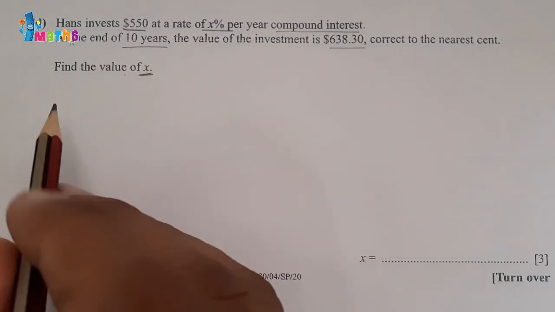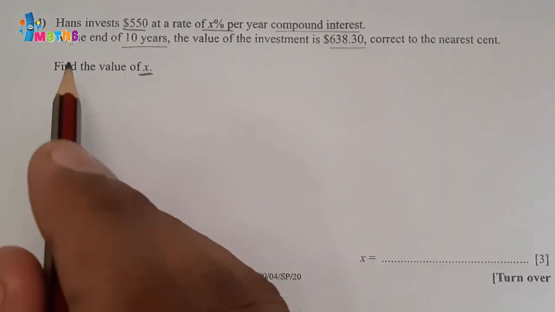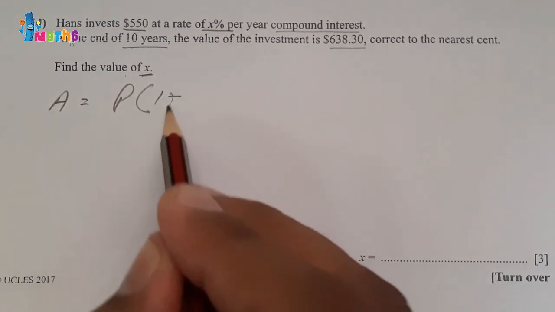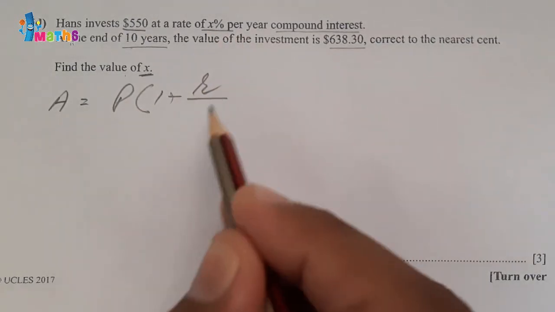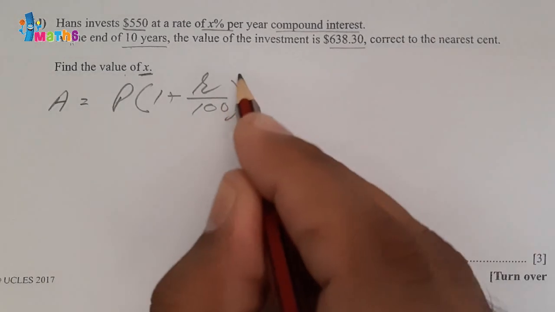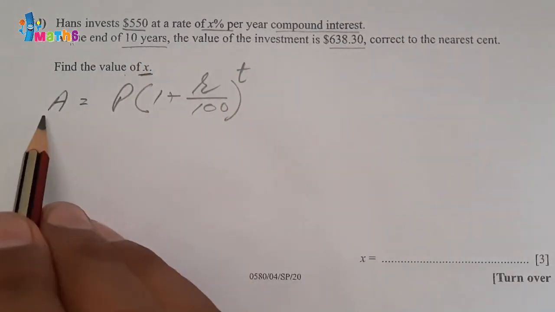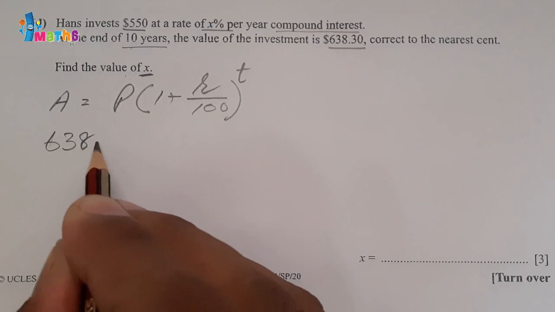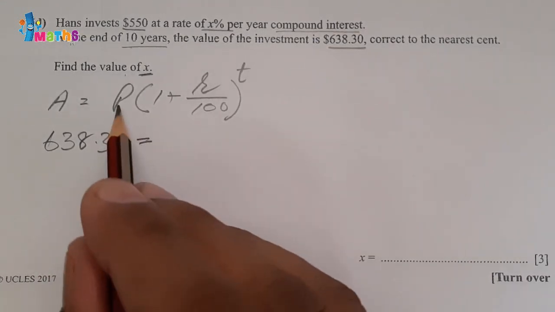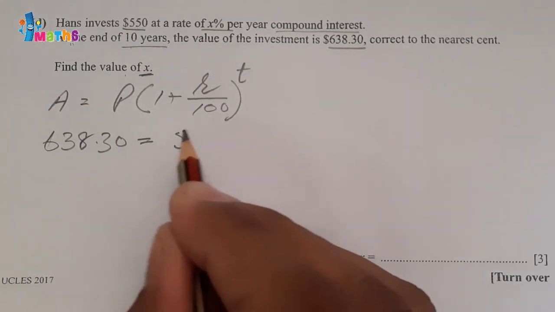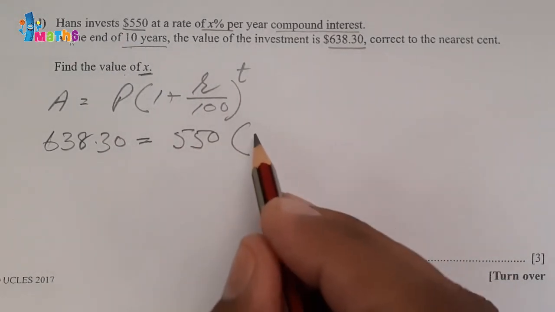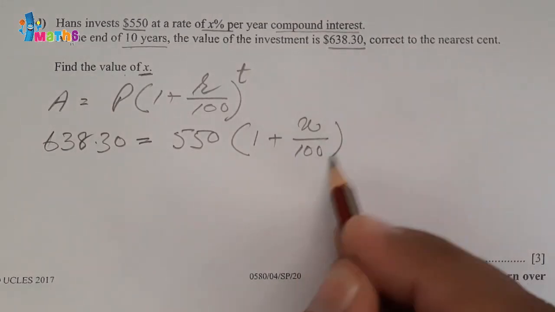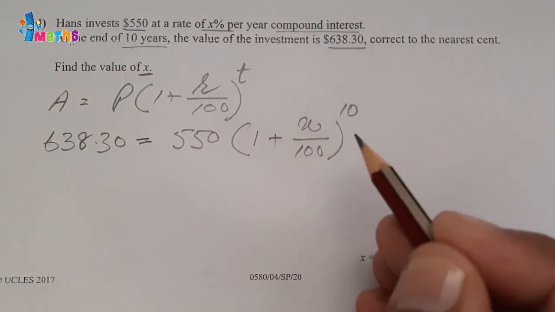So the formula for amount in case of compound interest is: amount is equal to P, the principal amount, into 1 plus rate, which is X percent in this case, over 100, raised to the power T, which is the time duration, which is 10 years. So we will replace the values. The amount is given, which is $638.30, is equal to the principal amount, which is 550, multiplied by 1 plus rate, which is X percent over 100, and the time duration is 10 years, so we'll write here 10.